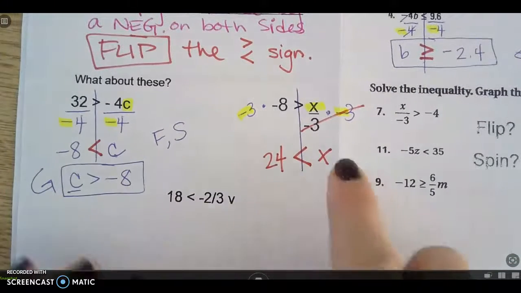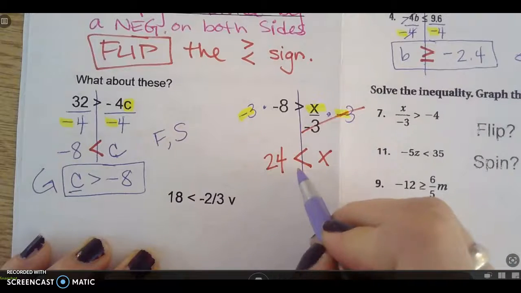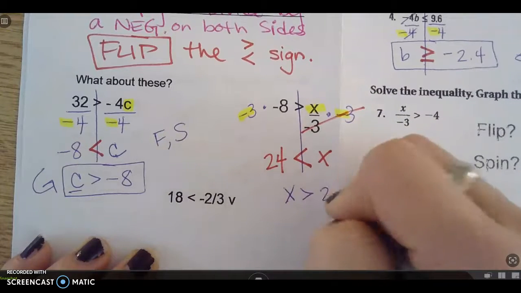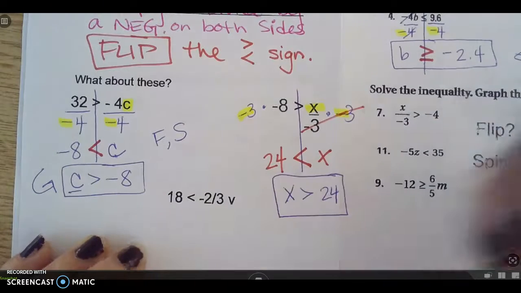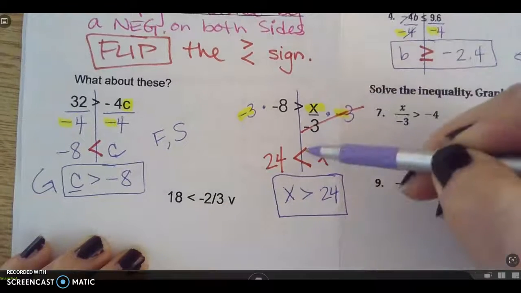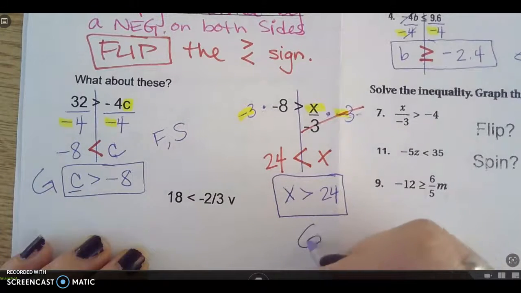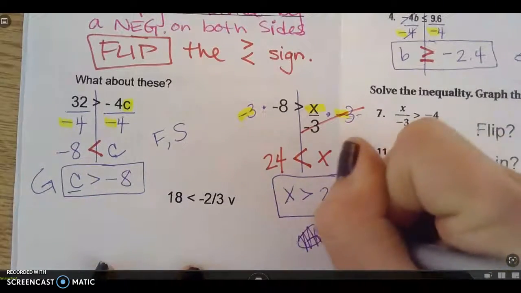But I can't leave the variable in the back, so I got to rewrite it. Instead of saying 24 is less than x, I need to say x is greater than 24. Okay, again, so this is a flip the sign because you multiplied by a negative on both sides, but then also spin it around to write your variable on the left.